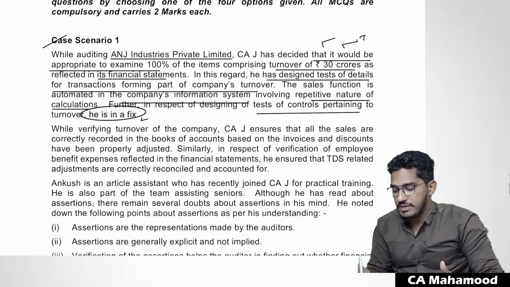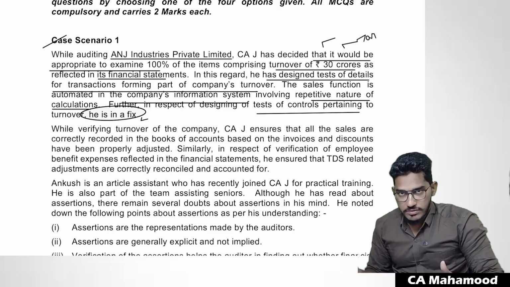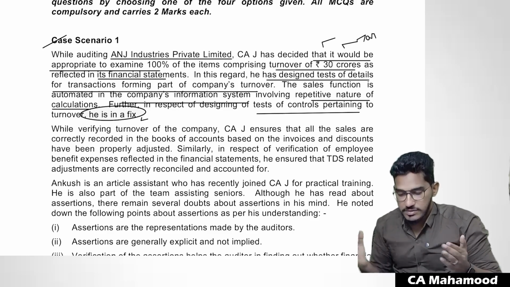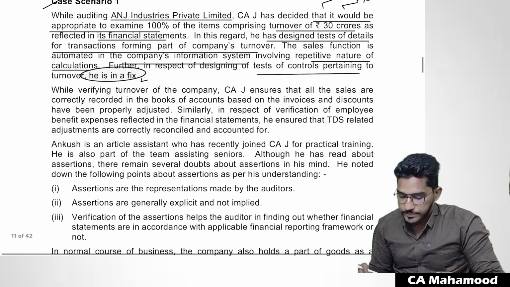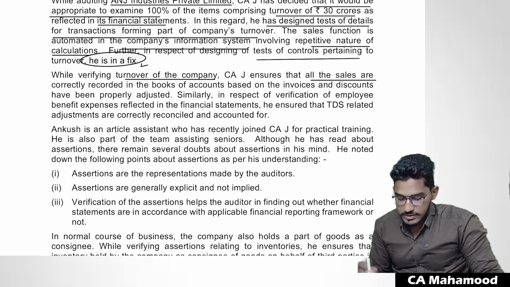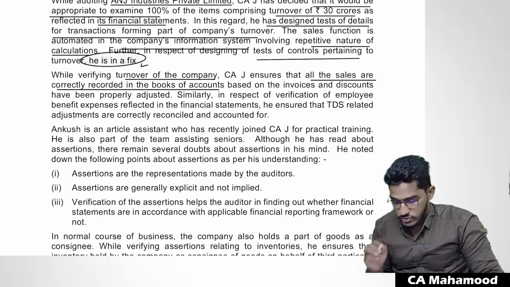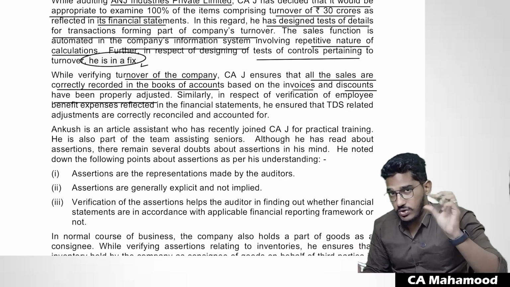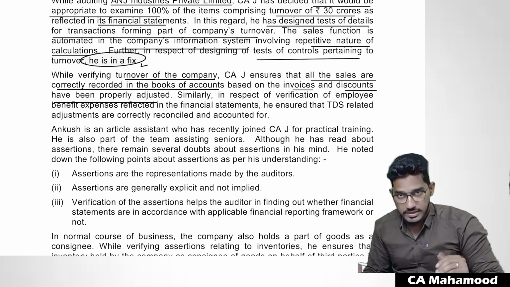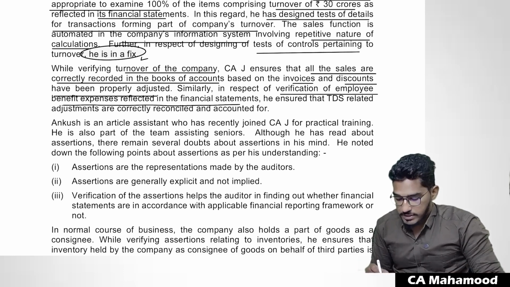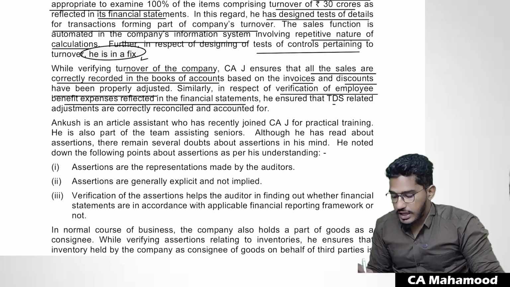For test of details, he is having a clarity. He wanted to do the test of details. But what he has to do regarding test of controls, he is in a dilemma. Okay, next. While verifying turnover of the company, CAJ ensures that all the sales have been correctly recorded in the books of accounts on the basis of invoice, and also discounts have been properly adjusted. So all the sales are recorded at correct amounts or not, discounts are properly adjusted or not, that he is trying to verify. Similarly, in respect of verification of employee benefit expenses reflected in the financial statements, he ensured that TDS related adjustments are also correctly reconciled.